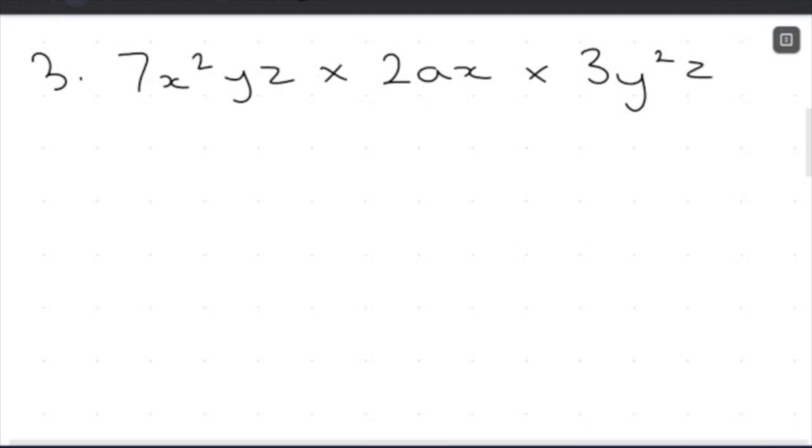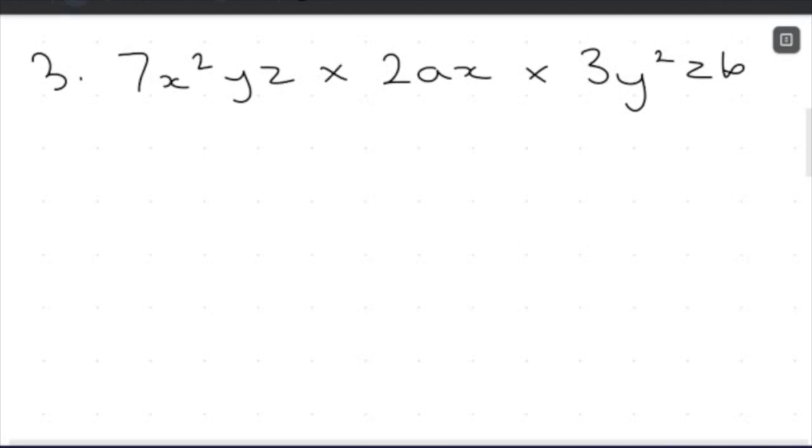We'll go 7x squared yz times, all right, we'll go 2ax times 3. Let's go 3y squared z. Okay, so we have a lot of terms here. So I've purposely given us a little bit of a messier example. Let me just chuck a b at the end here, because why not?